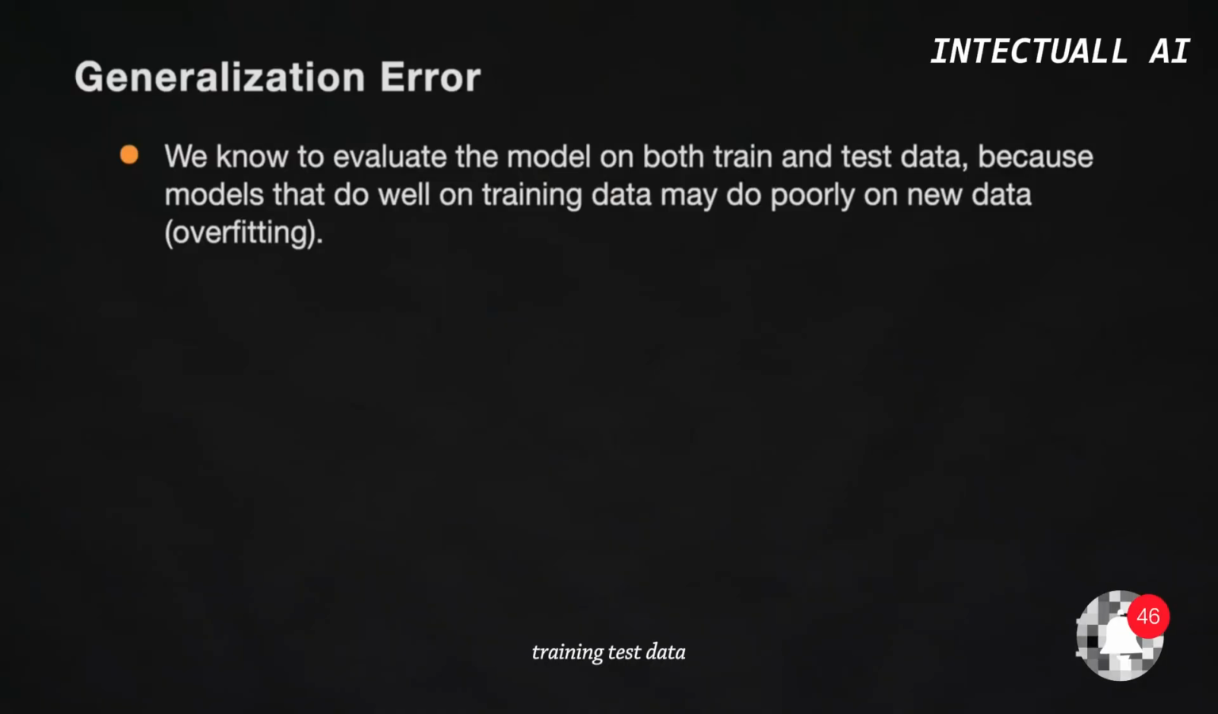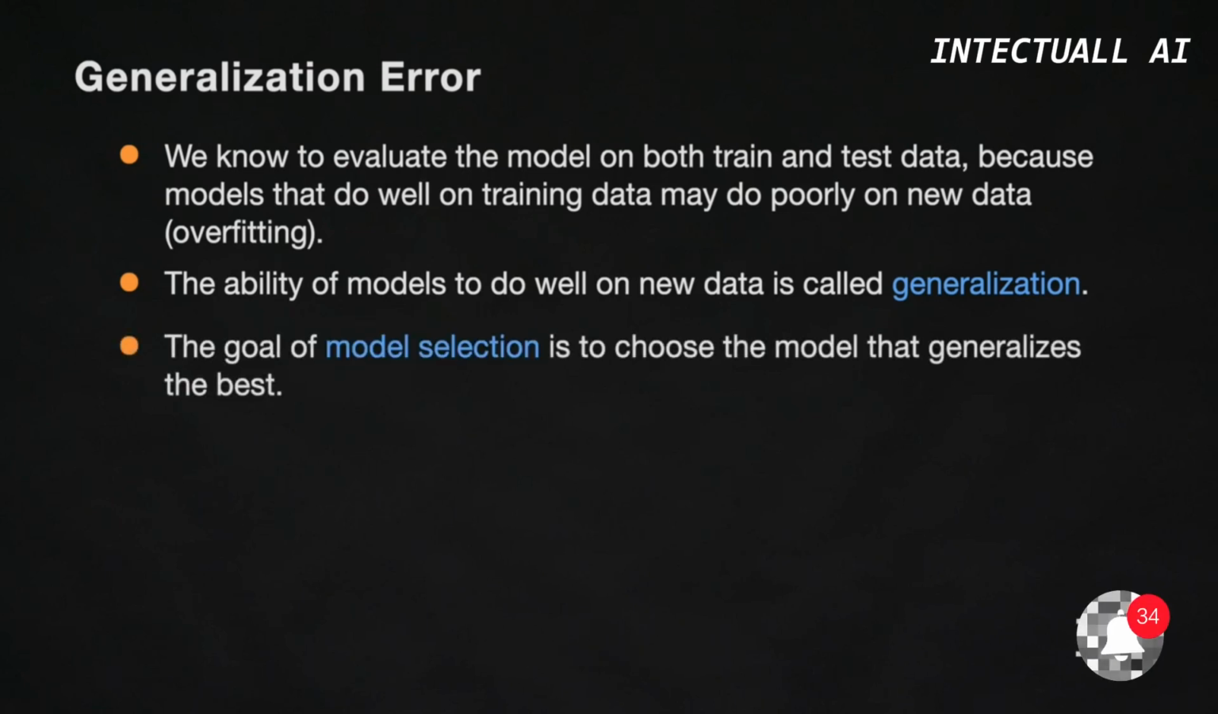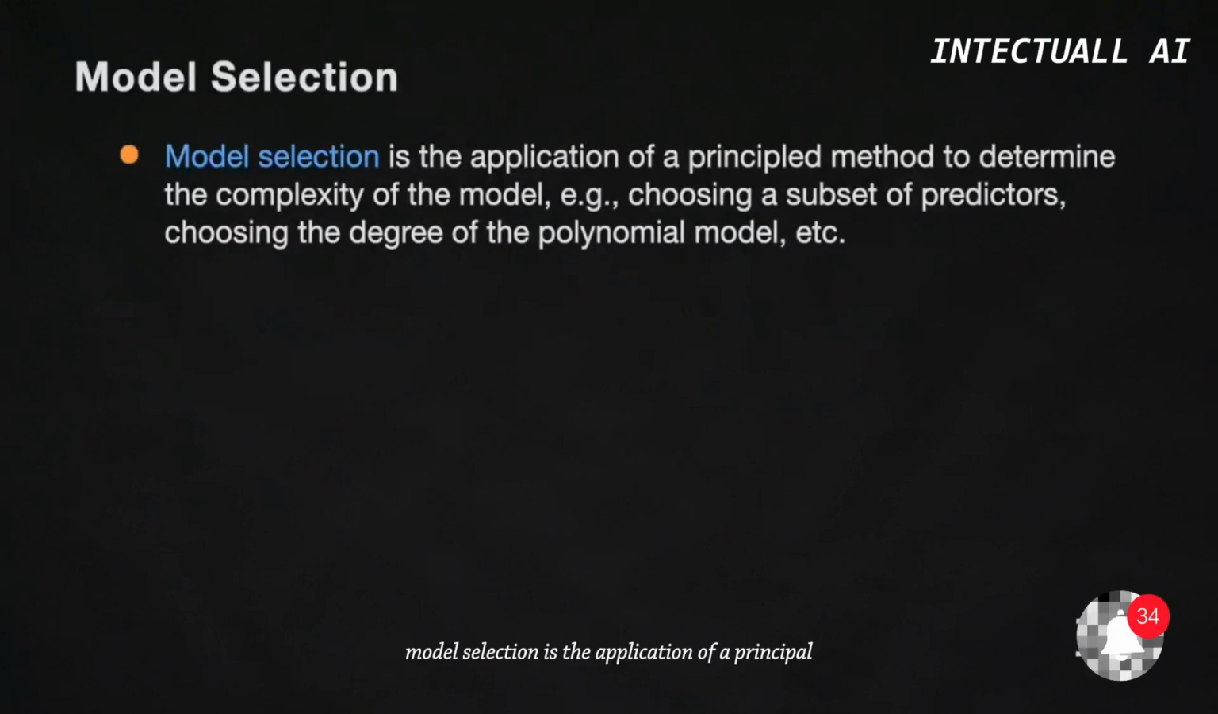For model selection, we want to emphasize the generalization error. We know to evaluate the model on both train and test data, because models that do well on the training data may do poorly on new data, which we call overfitting. The ability of the model to do well on new data is called generalization. The goal of model selection is to choose the model that generalizes the best. Model selection is the application of a principled method to determine the complexity of the model. For example, choosing a subset of predictors, choosing the degree of the polynomial model, etc.